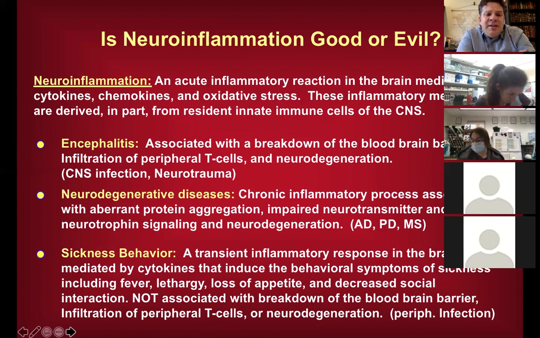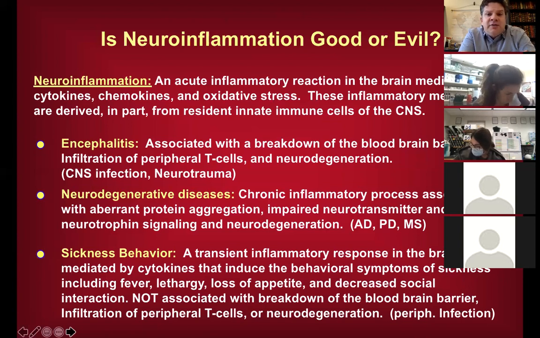And this is really, in this context, talking about a transient inflammatory response that is mediated by cytokines and changes behavior. We see fever, lethargy, loss of appetite, decreased social interaction, but it's not associated with the breakdown of the blood-brain barrier. We don't see T cell infiltration. We don't see brain swelling. We don't see neurodegeneration. So there can be different contexts of neuroinflammation, and it can be tolerated, right?